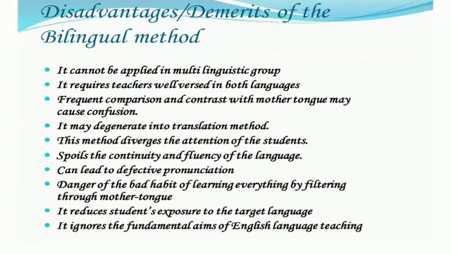And the next point is it may degenerate into the translation method. It means the bilingual method may degenerate into the grammar translation method. Translation method means grammar translation method. The bilingual method may degenerate into grammar translation method. Understand? So, this method is useful only for the stages of education at the lower level.